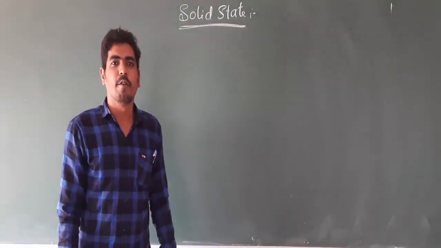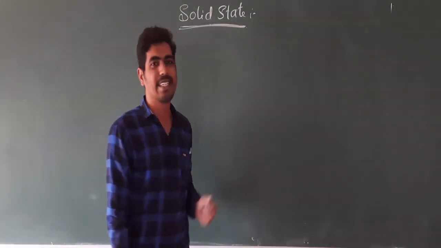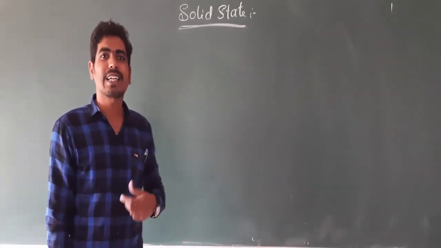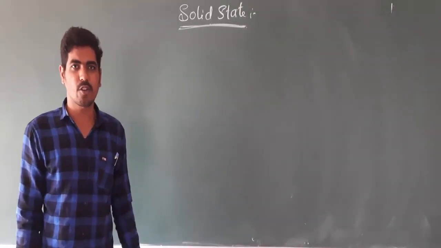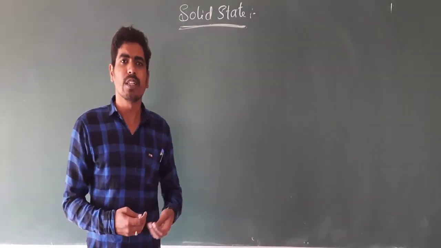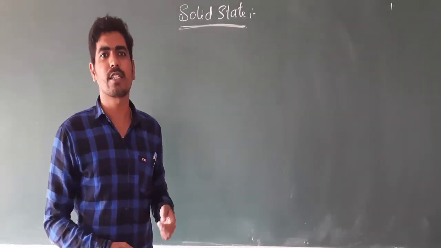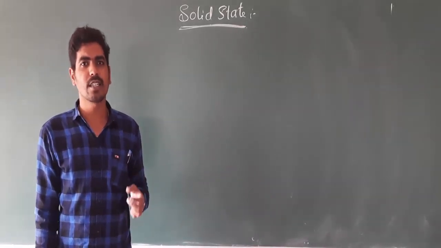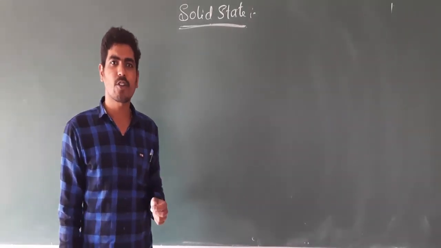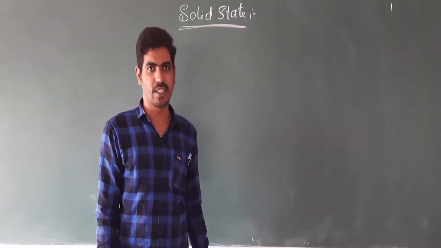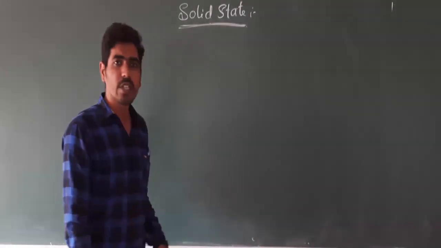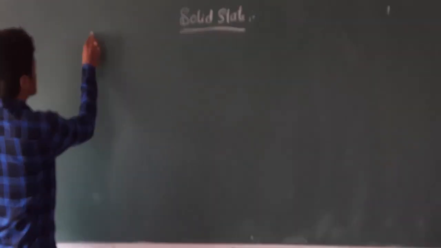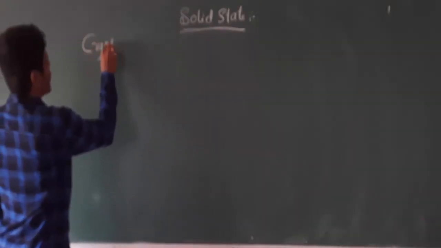Hi everyone, welcome to the course on solid state. So in the previous video, we have discussed the classification of crystalline solids. There we come to know the crystalline solids can be classified into four types. Those are molecular solids, ionic solids, metallic solids and covalent solids. So now we will move to the next concept in the solid state, that is crystal lattice.